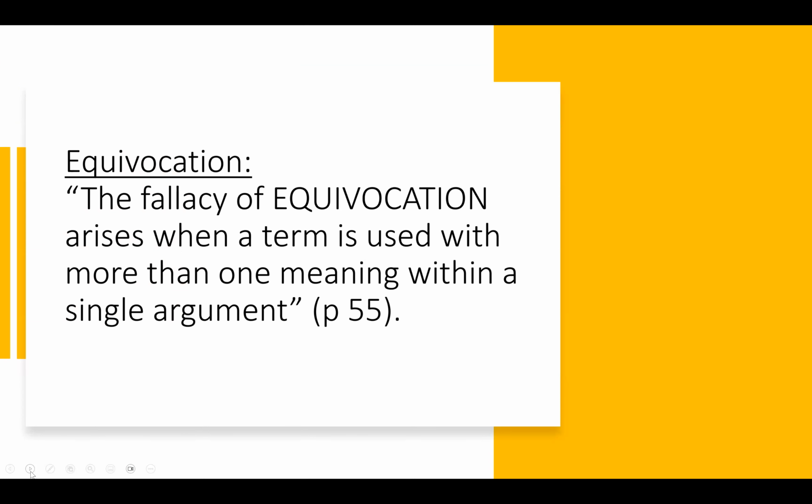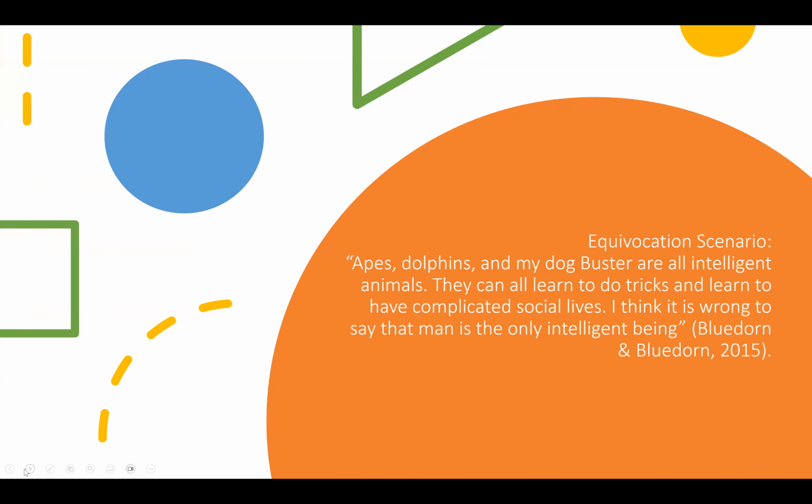Equivocation. The fallacy of equivocation arises when a term is used with more than one meaning within a single argument. Here's a scenario for you. Apes, dolphins, and my dog Buster are all intelligent animals. They can all learn to do tricks and learn to have complicated social lives. I think it's wrong to say that man is the only intelligent being.